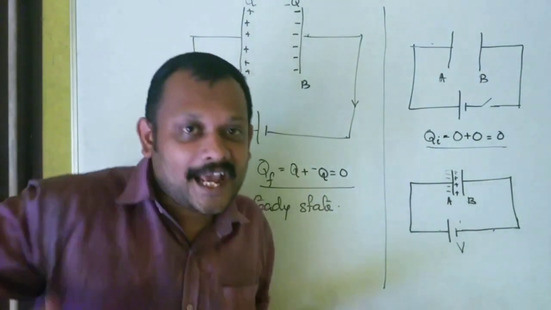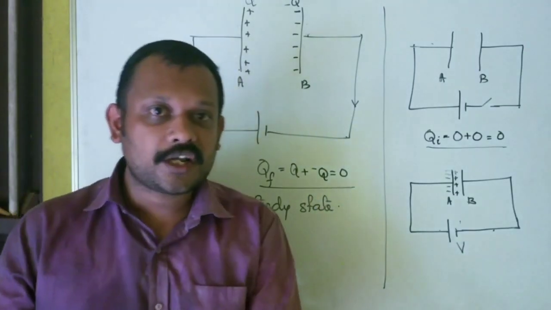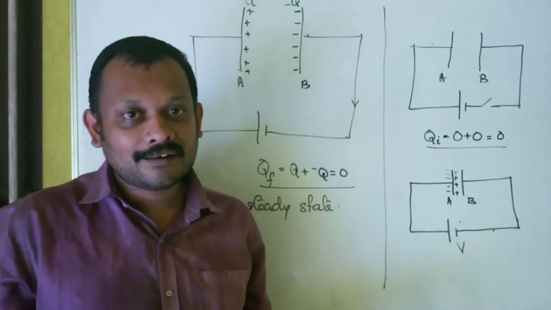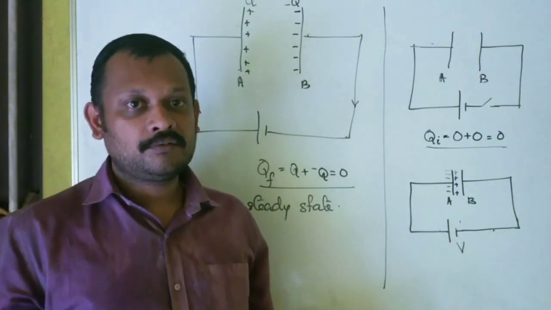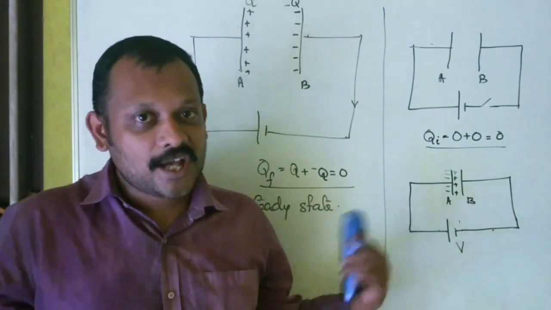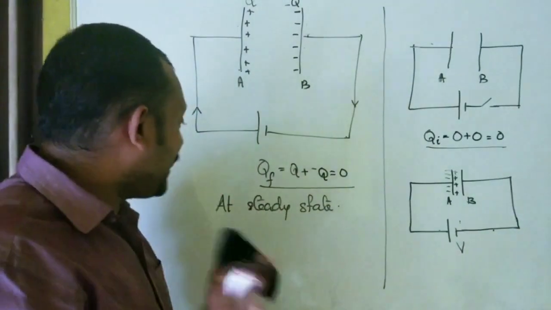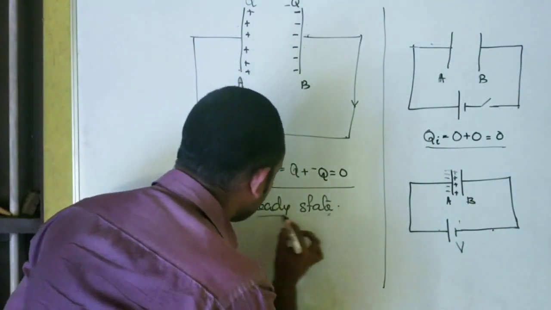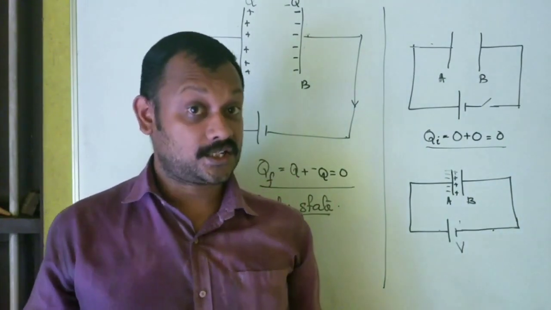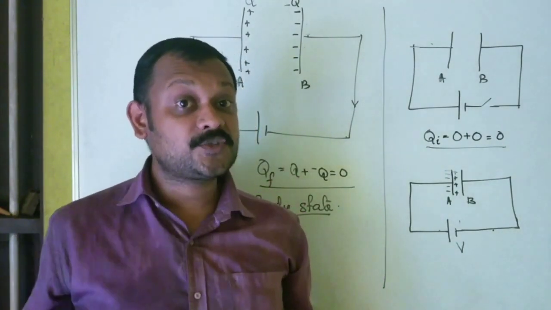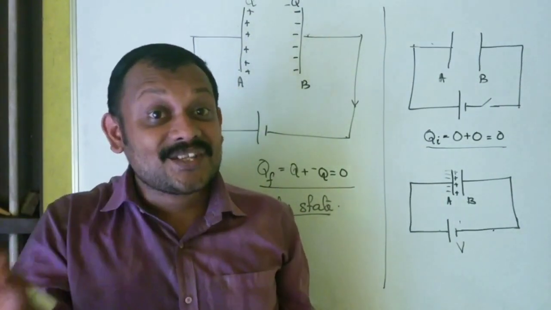Think, it is just like when we are eating. There will be a stage when we cannot eat any further, right? Why? What is the reason? The stomach is full. Can you charge any further? Is any further charging possible? The answer is no. So steady state is that condition when the plates of the capacitor are fully charged.